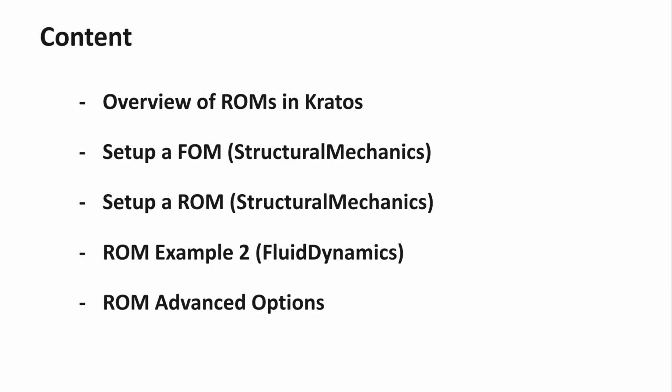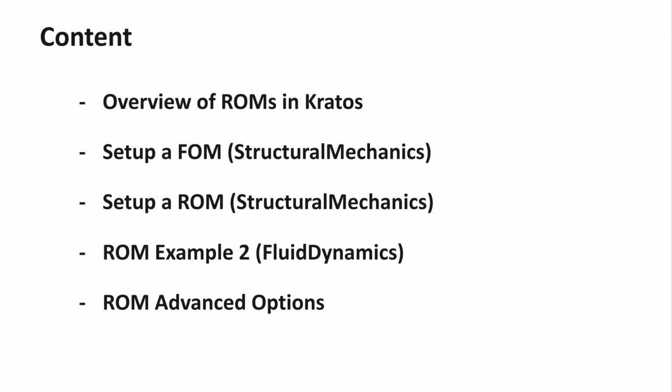The content of this tutorial is the following. First, we will see an overview of ROMs in Kratos. Then we will see how to set up a full order model for a structural mechanics example. Using that model, we will see how to set up a reduced order model. We will see then how to set up a different physics, in this case a fluid dynamics example. And finally, we will see some advanced options in the Kratos ROM application. Each of these points will have its own separate video.